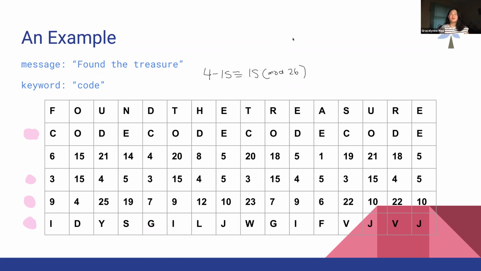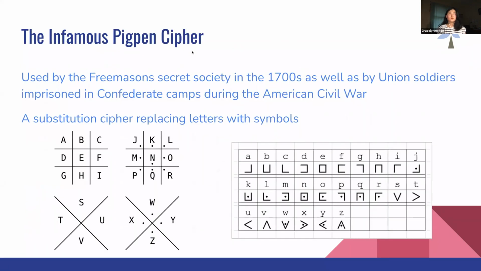Okay, so great. Moving on then. Now we'll go on to a lot more of a famous and well-known cipher known as the Pigpen Cipher. Just for a bit of historical background, this cipher was used by the Freemasons secret society in the 1700s, as well as by Union soldiers imprisoned in Confederate camps during the American Civil War. So this cipher did have some level of anonymity from the 1700s to the 1800s before it was eventually cracked and well known to the public.